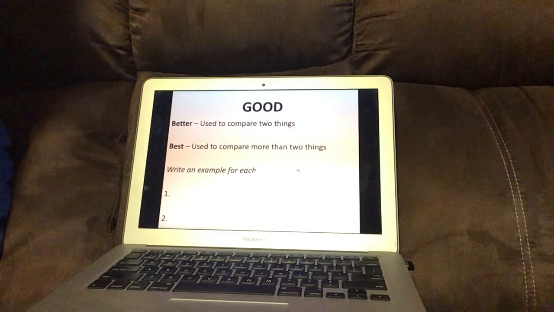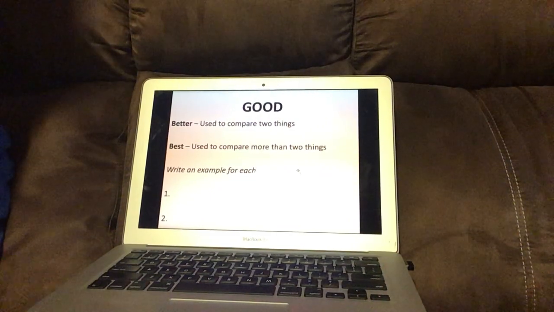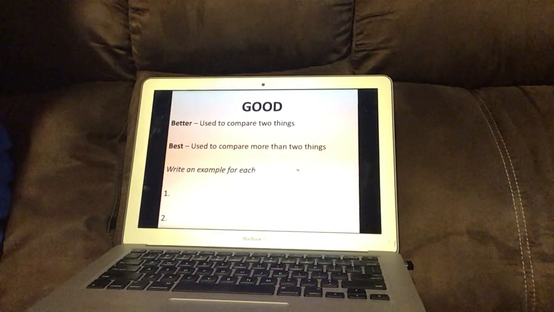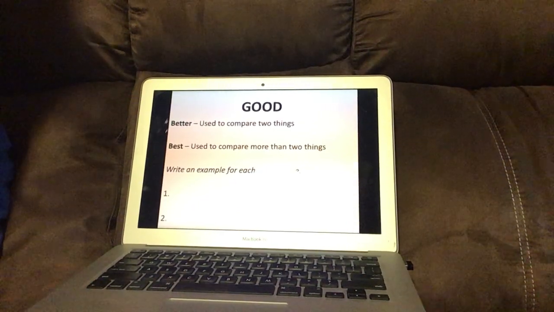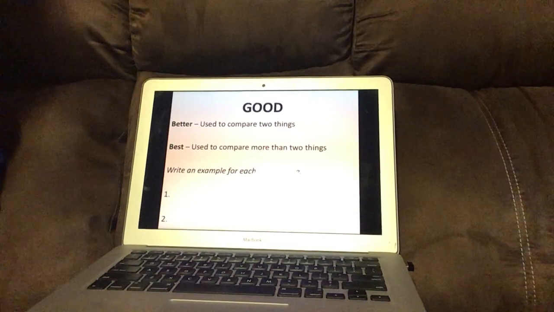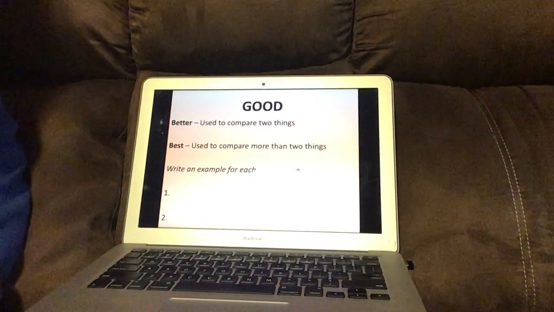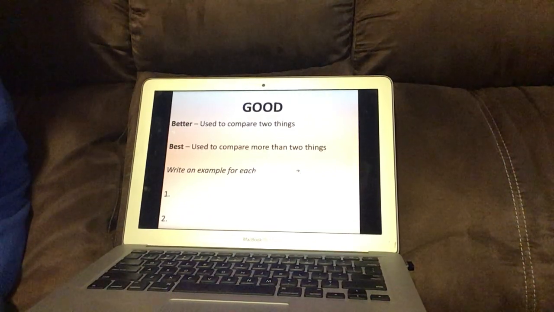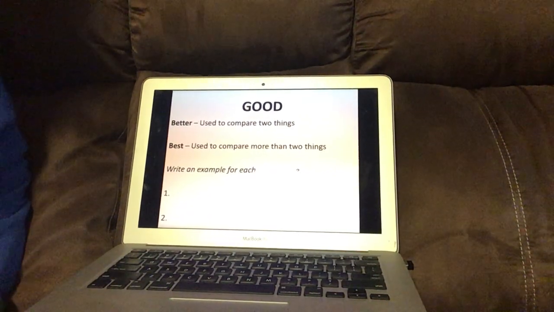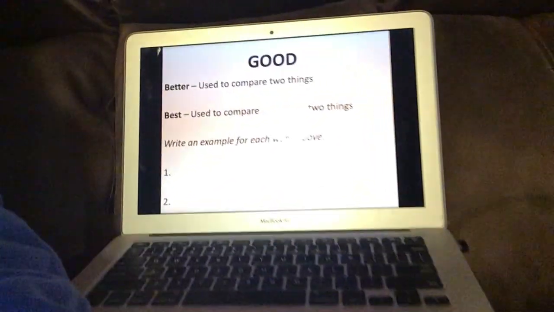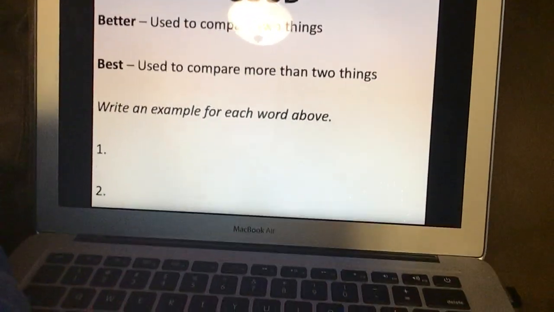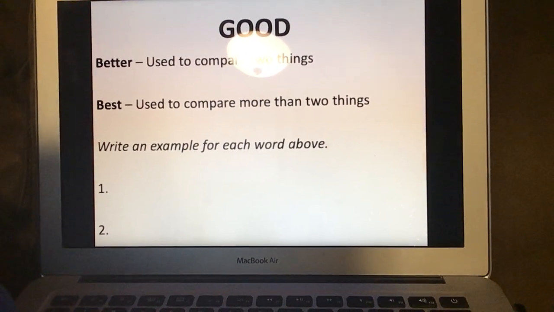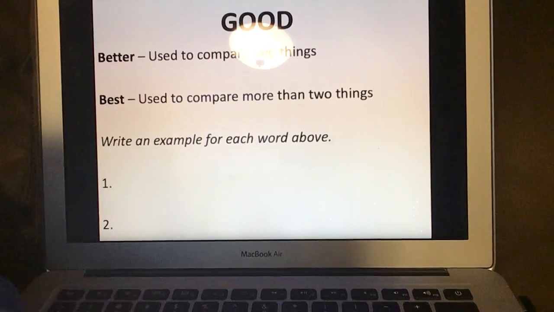And then I want you to go ahead and take a look and see what the two sentences that your friends created were. See if they accurately used better and best in sentences. Give them some pointers if you notice that they didn't use them correctly. One more minute.